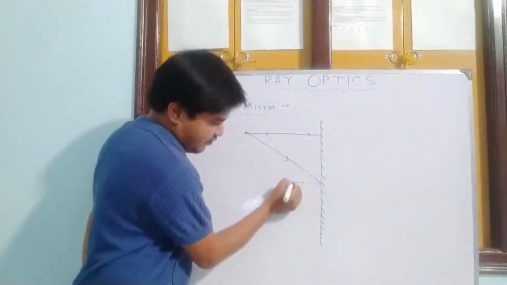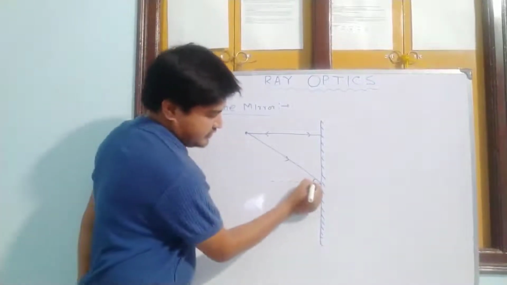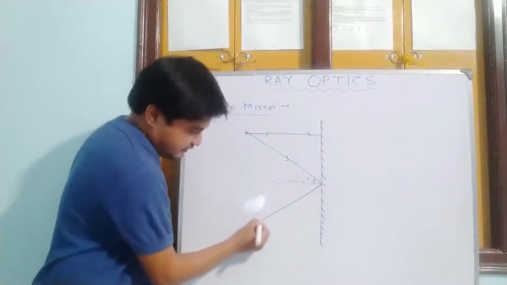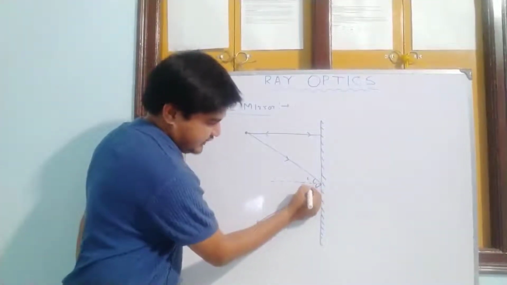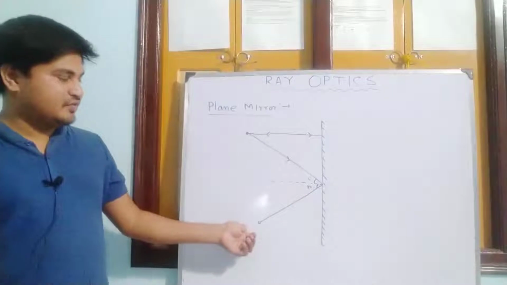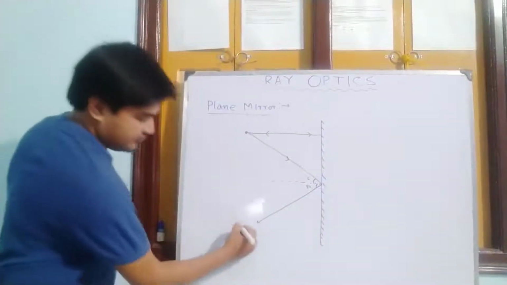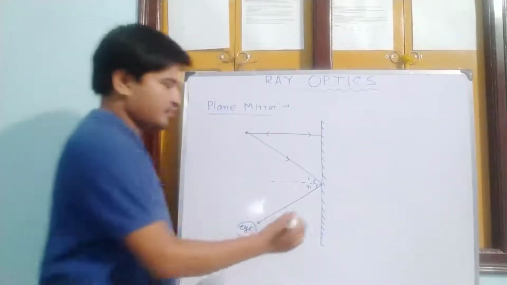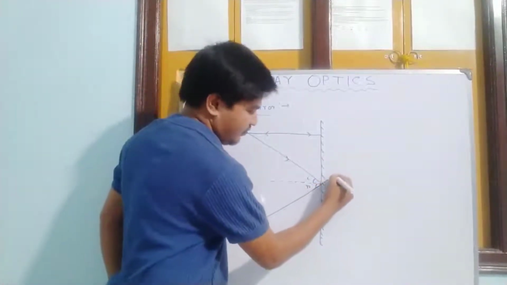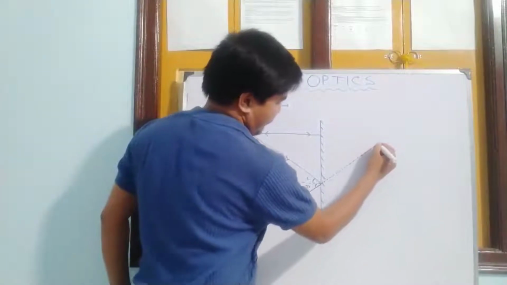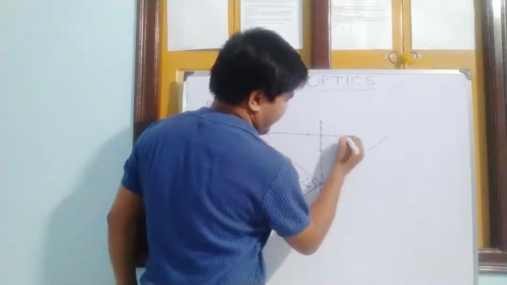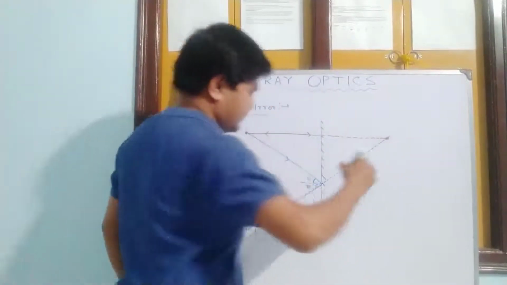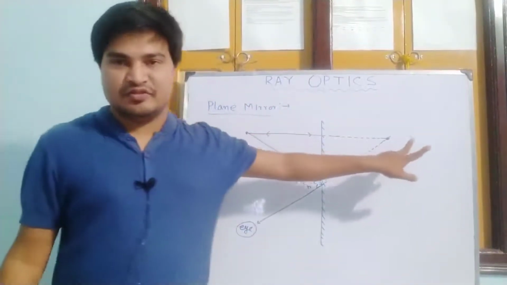If I draw a normal at this point, this is the angle of incidence, so the ray will be reflected back in this direction, and this is the angle of reflection. If we observe the rays from this position, that is, if we place our eye at this position, we can see the rays are coming from this point.